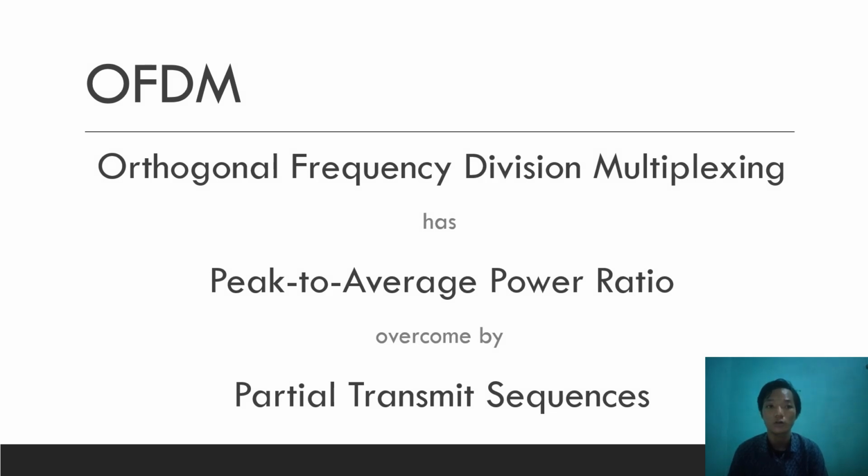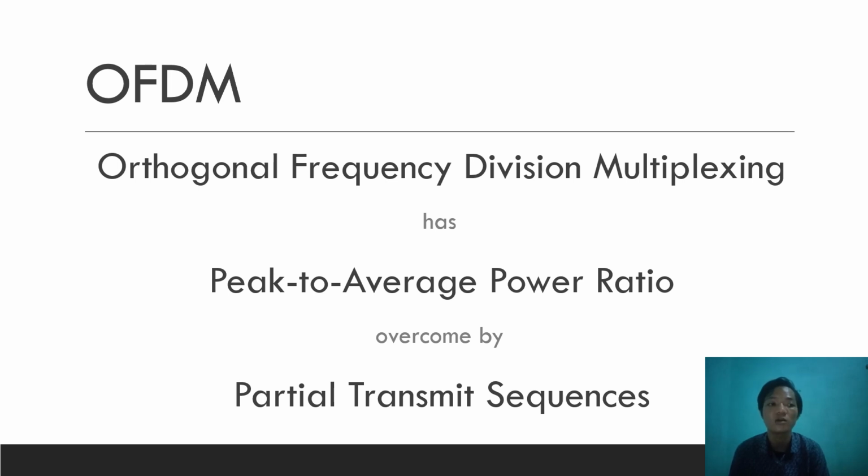OFDM, or Orthogonal Frequency Division Multiplexing, is a superior technology for the high-speed data rate of wireline and wireless communication system. One of the main drawbacks of the OFDM system is the high peak to average power ratio, or PAPR. Therefore, numerous techniques have been proposed to overcome the PAPR problem, such as selective mapping, partial transmit sequence, or PTS, clipping, and nonlinear companding.